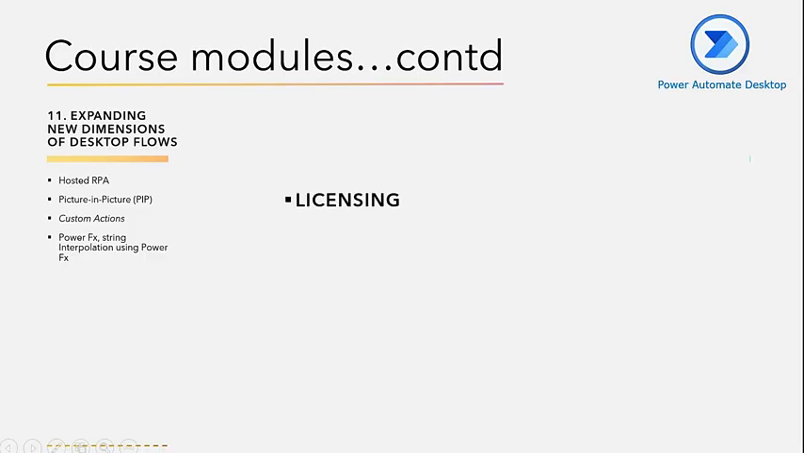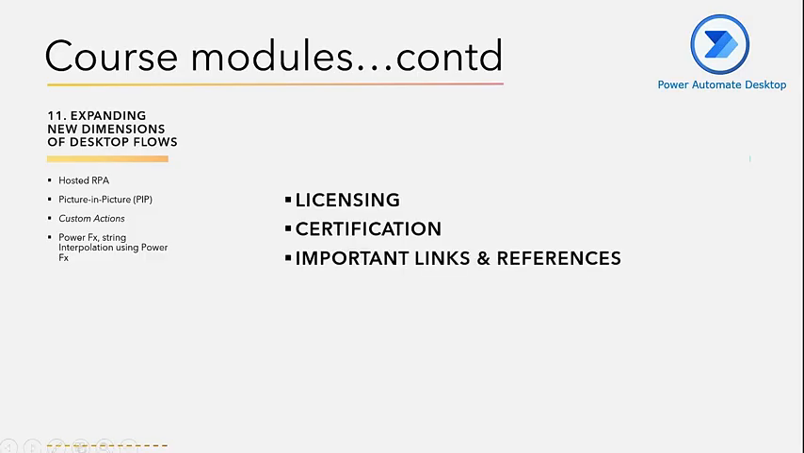Apart from the actual course, we'll be seeing the licensing that is required for the Power Automate tool, the certification that you should be going with, and the important links and references. For example, the community links, the links where you will be able to see the product updates that Microsoft is releasing on a month-to-month basis. Then you will be able to see the official documentation. In case of any doubts, you can search for any topic over there.